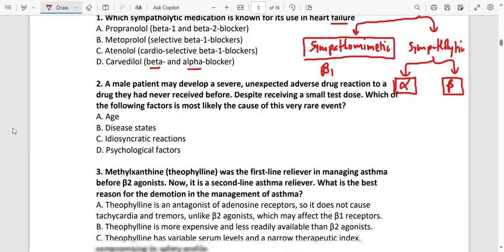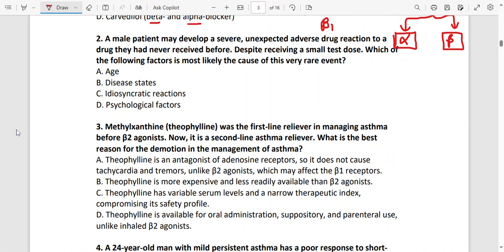Okay, question number two. A male patient may develop a severe unexpected drug reaction to a drug they had never received before, despite receiving a small test dose. Which of the following factors is most likely the cause of this very rare event? Now, this is coming from factors that modify drug effect. There are quite a lot of questions in here, so let me just mention something about it within a minute, on factors that modify drug effect.